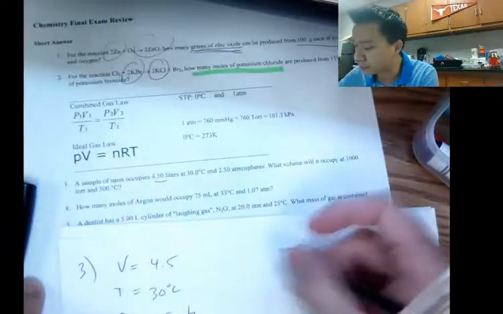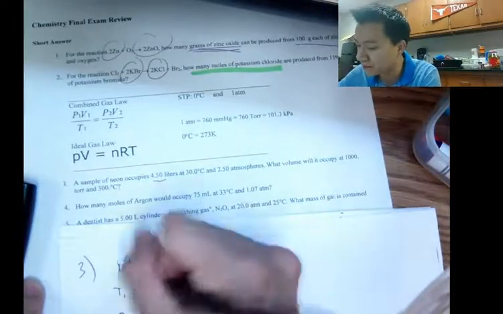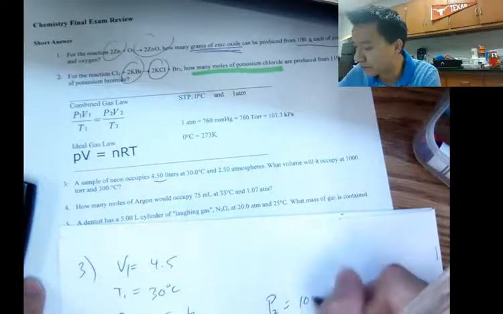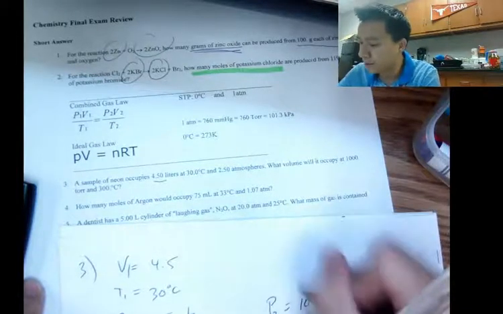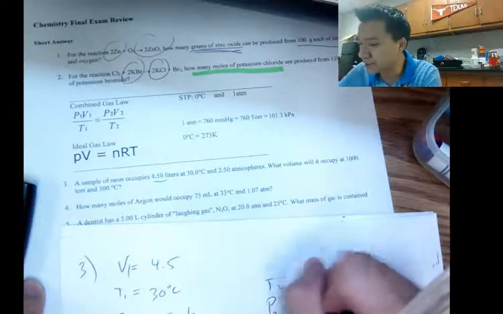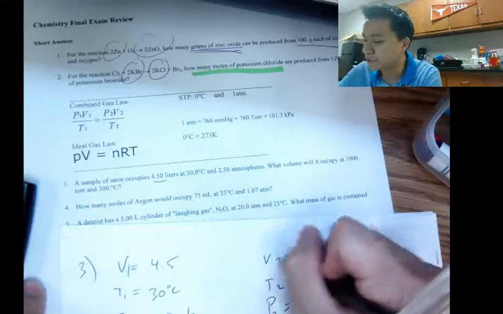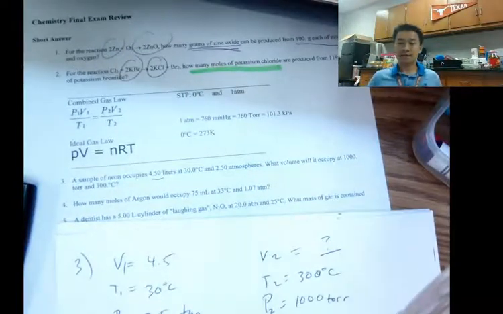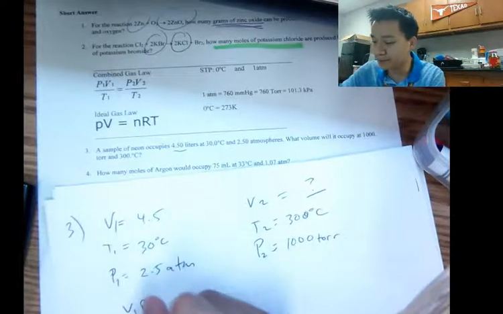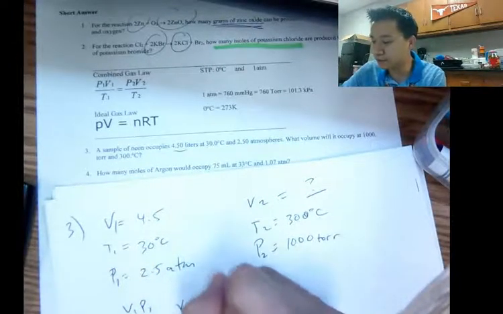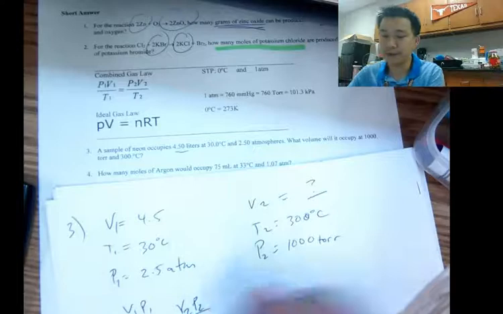Oh, there's a new pressure, so there's a pressure 2. So these are all 1s. Pressure 2 is 1,000 torr. And then T2 is 300 degrees Celsius. And V2 is what we're looking for. So this seems like a V1, P1, T1 equals V2, P2, T2 problem. That's what kind of problem it is.